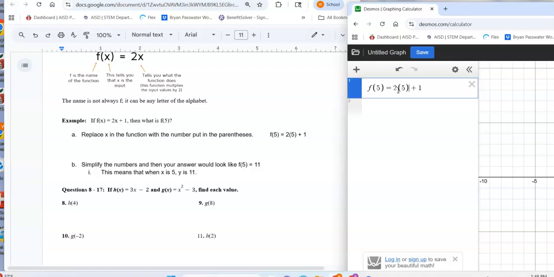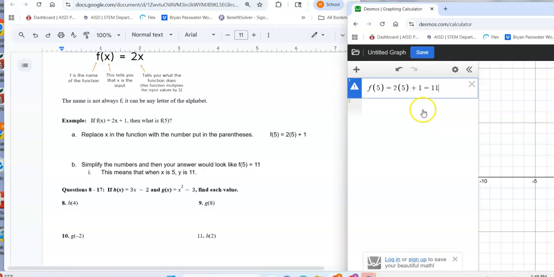I don't want to write 25, I want to write 2 times 5, because 2x means 2 times x. And then 10 plus 1 is 11. So the answer is 11. And really what this means is that if I make x into 5, y becomes 11. That's really what this is.